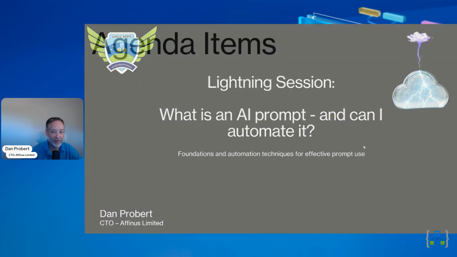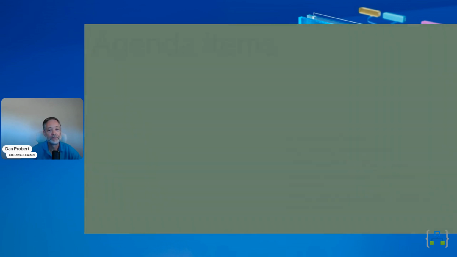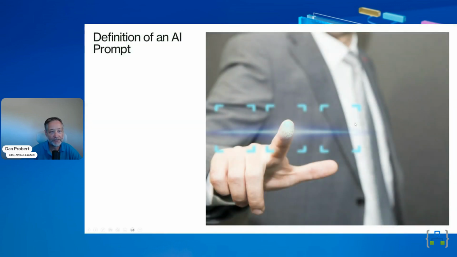We have 12 minutes to run through all this. So very quickly, we'll be looking at what an AI prompt is, how we use them in practice, some essential knowledge on how you might create them, and then we'll have a very quick look at how we might automate that prompt creation with a sample on how we might do that in Logic Apps. So jumping right in, what is an AI prompt?